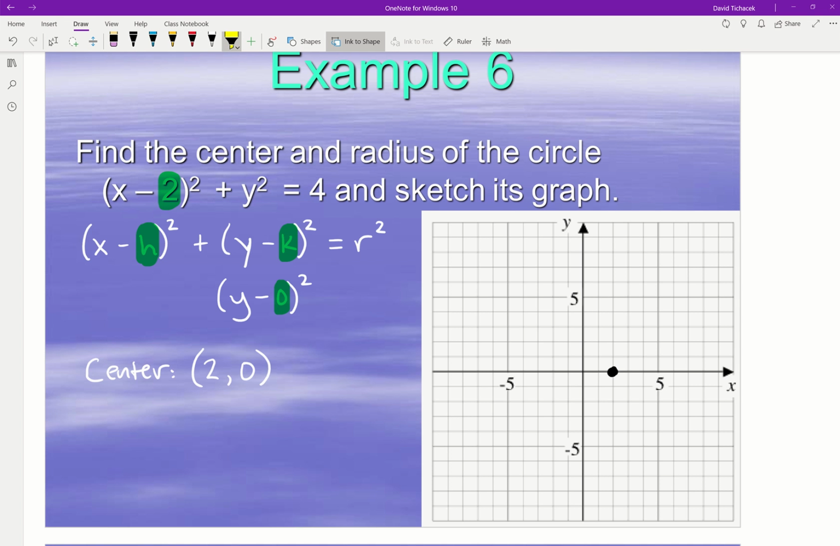Then the only thing left that we need is the actual radius of the circle. And remember, that's where we are looking at this number here. Now, be careful, because this number that it puts here is 4, but in the general equation, we're looking for r squared.